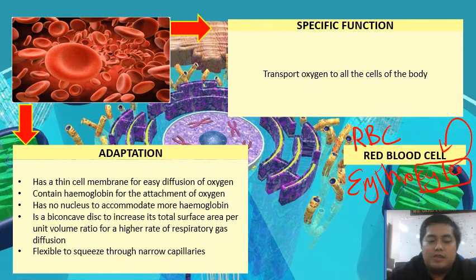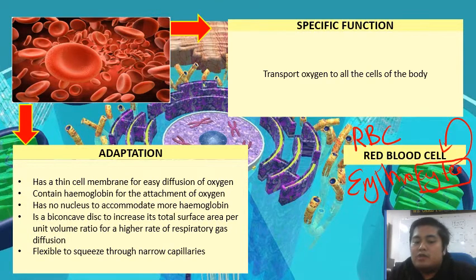So it has a thin membrane for easy diffusion of oxygen. It also contain hemoglobin for the attachment of oxygen. They have no nucleus, even though dia satu sel tapi dia tak ada nucleus. Kenapa dia tak ada nucleus? Sebab dia nak menambahkan bilangan hemoglobin kat dalam badan dia. To accommodate more hemoglobin, untuk apa banyak hemoglobin? Supaya boleh angkut lebih banyak oksigen, to transport more oxygen efficiently.